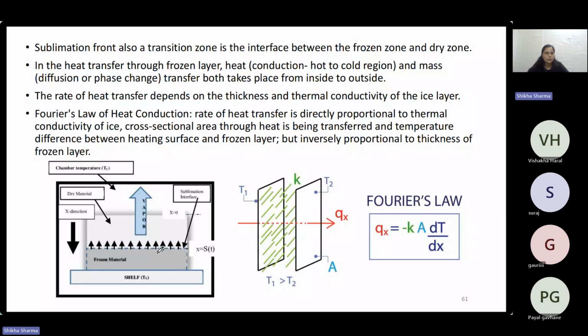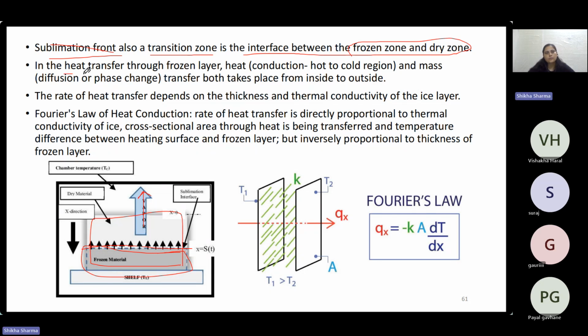So we have this product, and there are different zones in this form, like the sublimation front. Sublimation front is formed, which is also known as transition zone. It is basically the interface between the frozen zone and the dried zone. So when the product is drying, in some part moisture is already removed, which is the dried zone, and another part will be the frozen ice material. So the interface is known as the sublimation front.